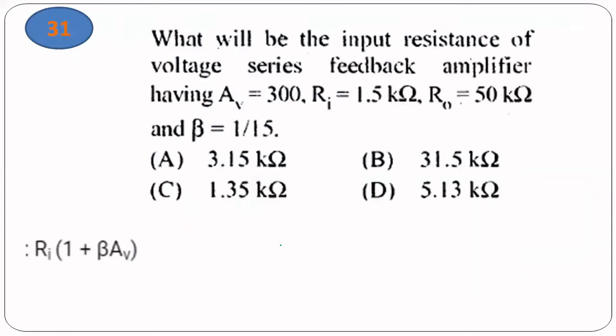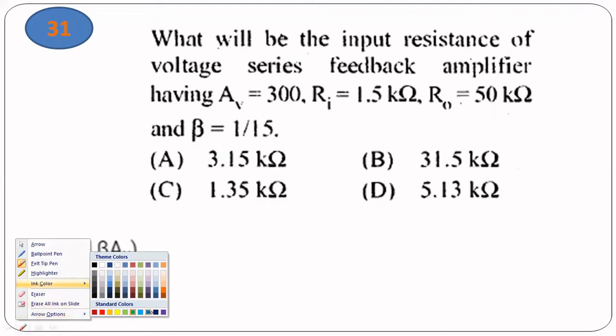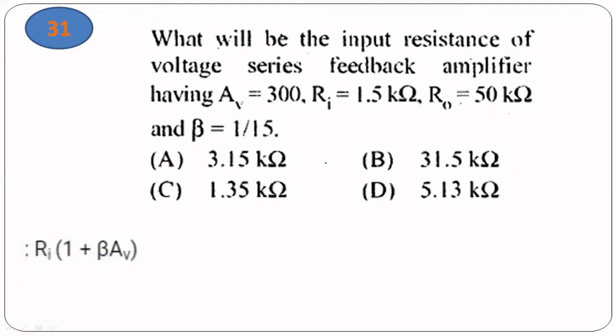Now next question is again from the same subject, analog electronics. Okay, now what do we have to calculate here? We have to calculate the input resistance required. Now what will be the input resistance of a voltage series feedback amplifier having a gain of 300, Ri of 1.5 kilo ohms and Ro of 50 kilo ohms and beta of 1/15.